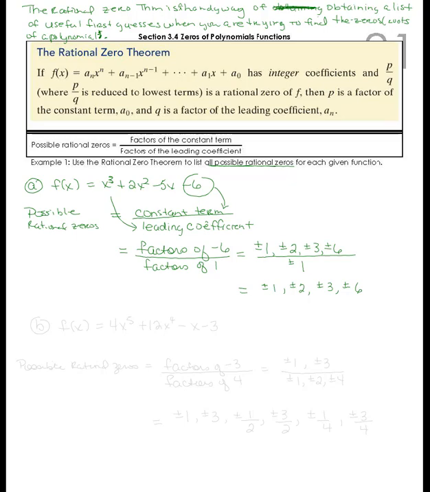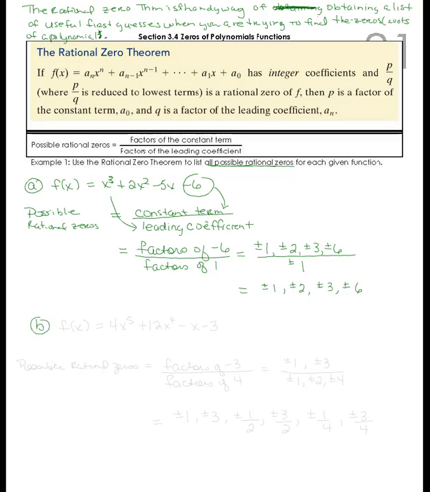Okay? One more example and we'll call it a day. That is it. We're not going to do anything else just yet. We'll build upon that. But right now, just being able to find from the rational zero theorem, this is how we use it.